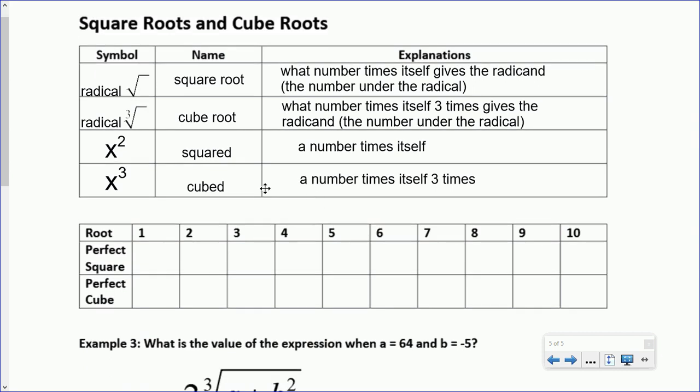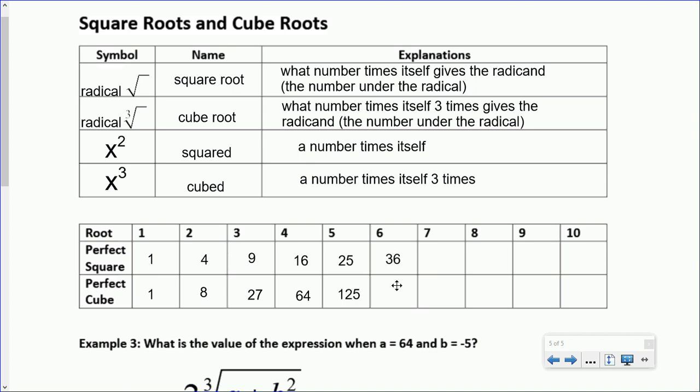Okay? You should know how to find all the perfect squares and perfect cubes from 1 through 10. So if the root is 1, the perfect square is 1, and the cube is 1, because 1 times 1 gives me 1, and 1 times 1 times 1 gives me 1. 2 times 2 gives me 4. 2 times 2 times 2 gives me 8. 3 times 3 is 9. 3 times 3 times 3 is 27. And you just keep going like that until you fill it in.